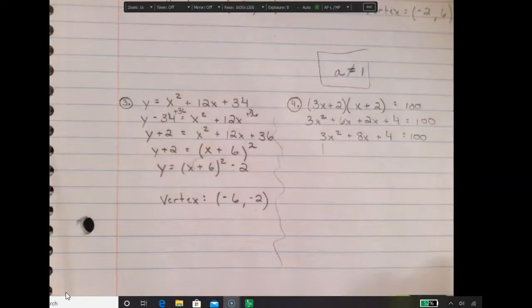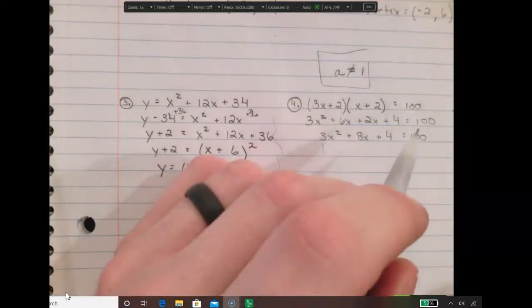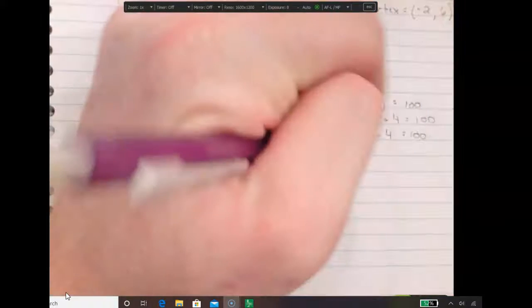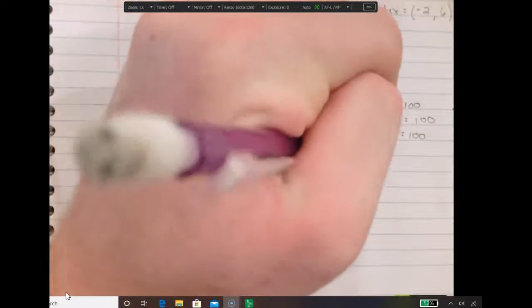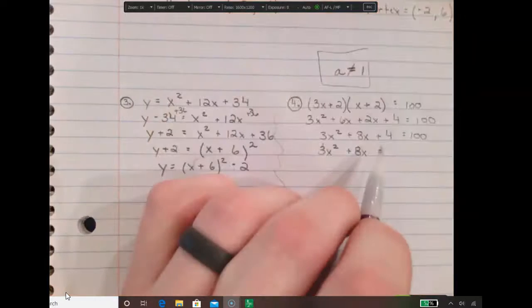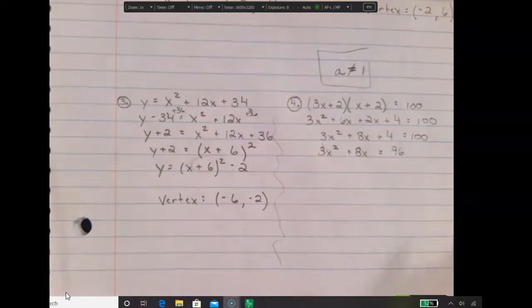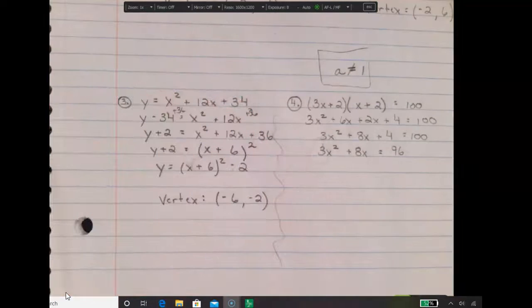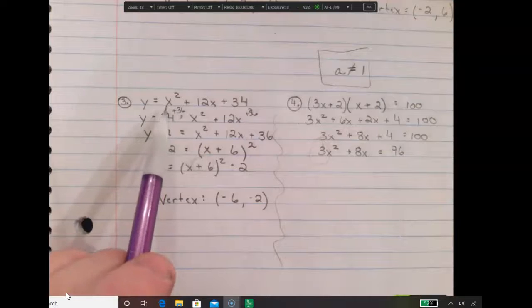I still want to move my 4 over to the other side. So to do that, I need to subtract it. So I'm going to have 3x squared plus 8x is equal to, the only way to move it over is to subtract it. So I'm going to be left with 96. Okay, and then from there, what I need to do is get rid of this 3 out front. I need to get rid of my leading coefficient. I need to get it where it's equal to an x squared out front.